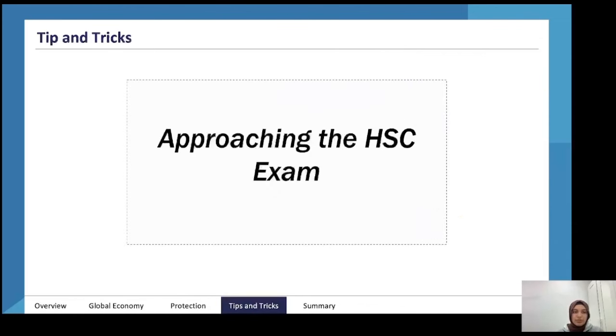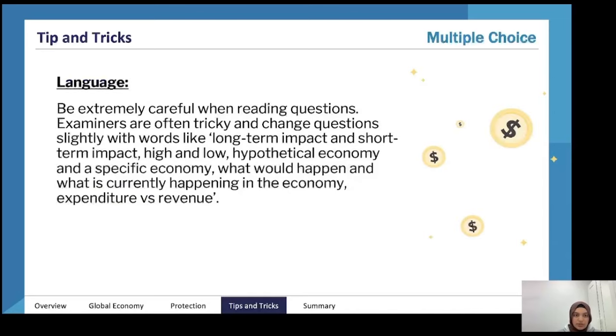We'll now move on to the tips and tricks section in terms of approaching the HSC exam, because I know that you're going to be sitting it in a couple of weeks. So here are a few tips and tricks on how to achieve success.